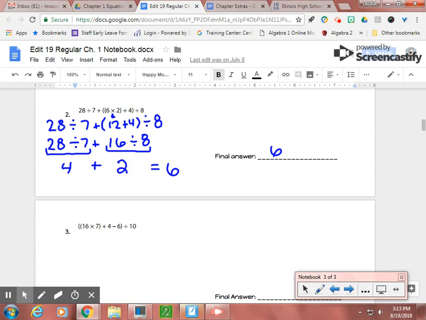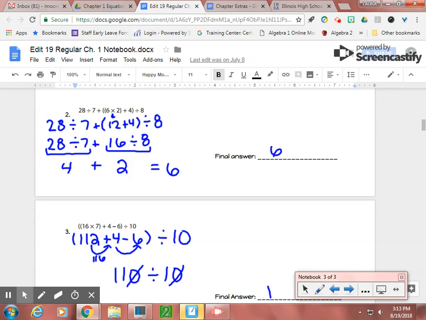Okay, on to your next page. You want to do 16 times 7 to begin with, because that's our innermost parenthesis. That gives you 112 plus 4 minus 6 divided by 10. So again, I would do all of this in one step in your head. Say, okay, this is going to give me 116. Then 116 minus 6 is going to give me 110. 110 divided by 10, remember the rule when you divide by zeros on the end, those go away, so your final answer with quick mental math should be 11.